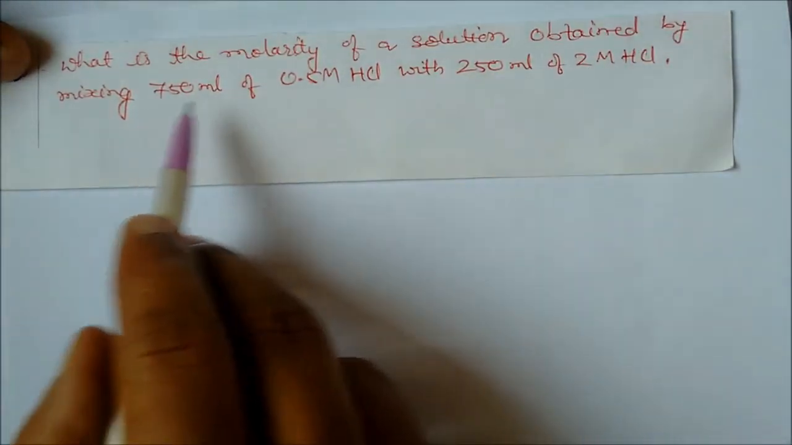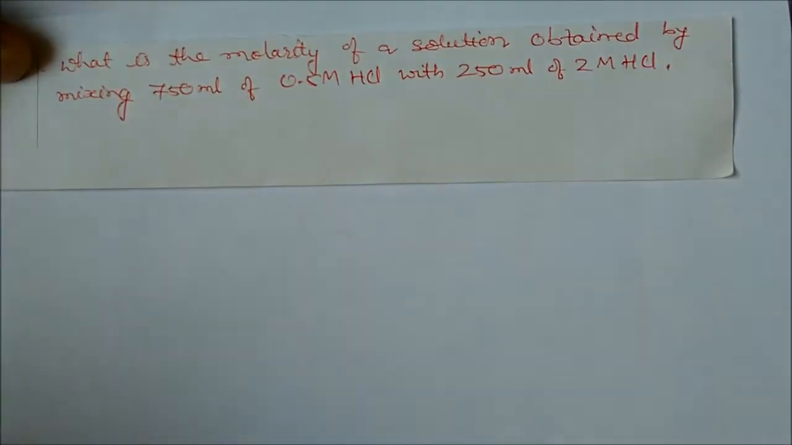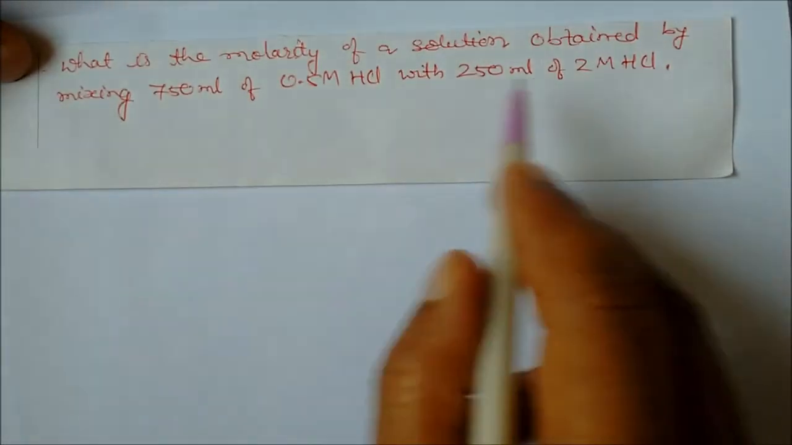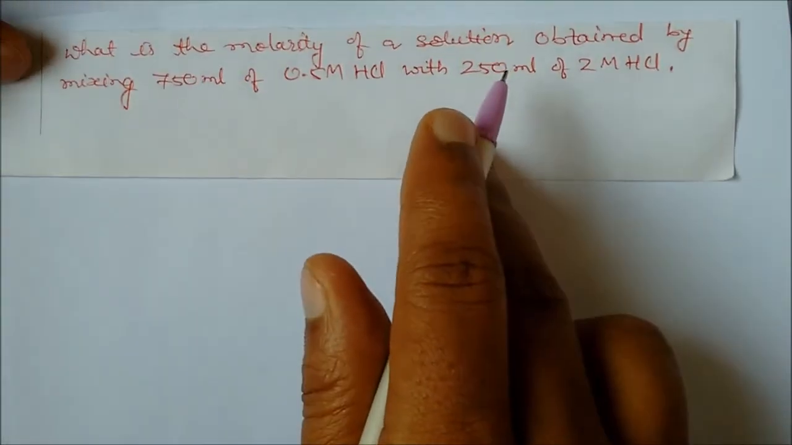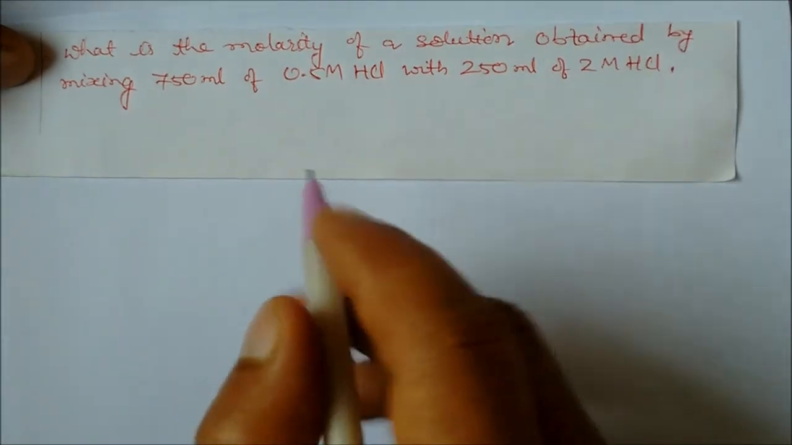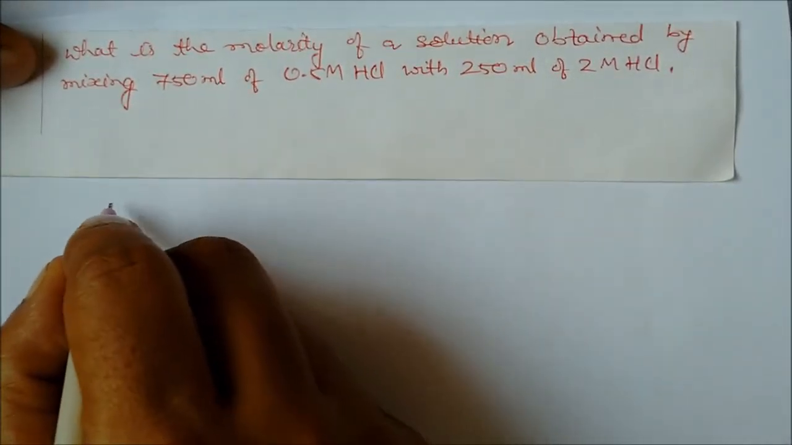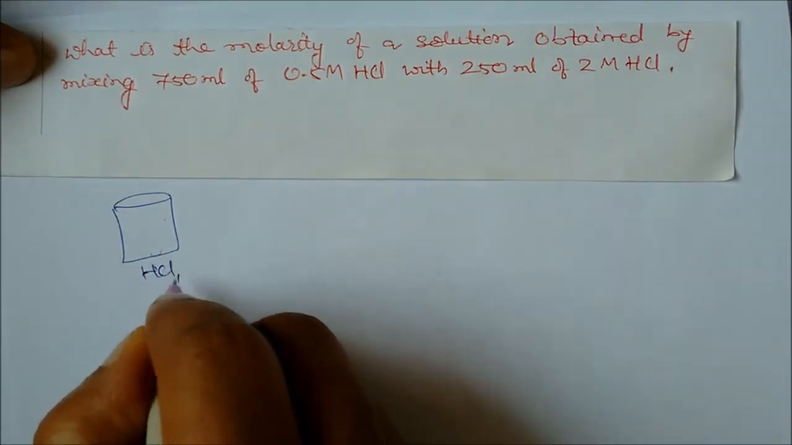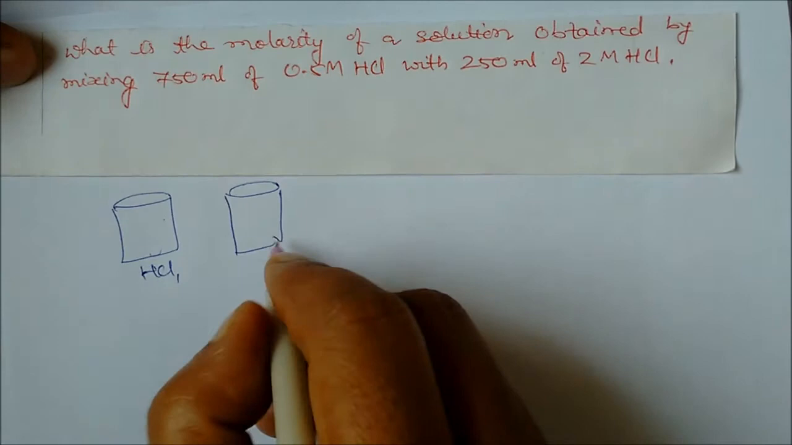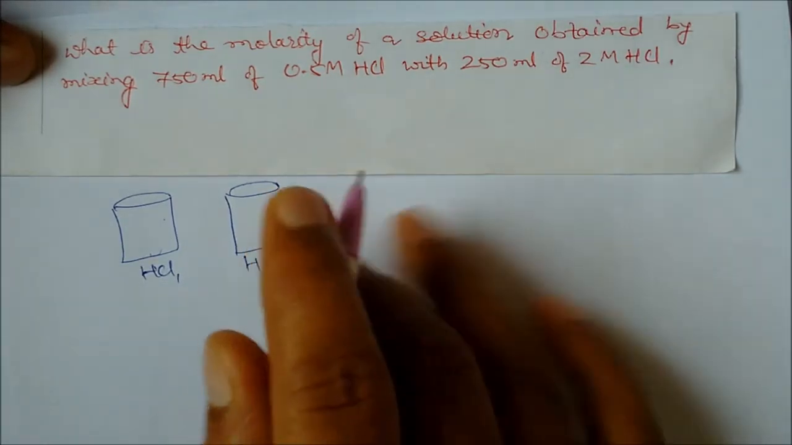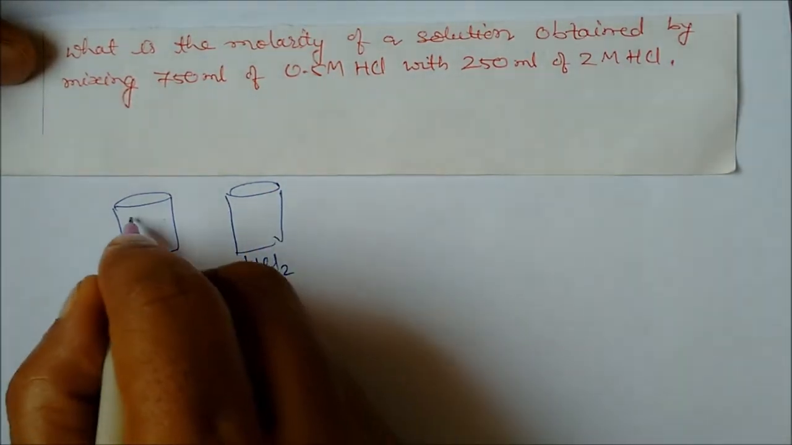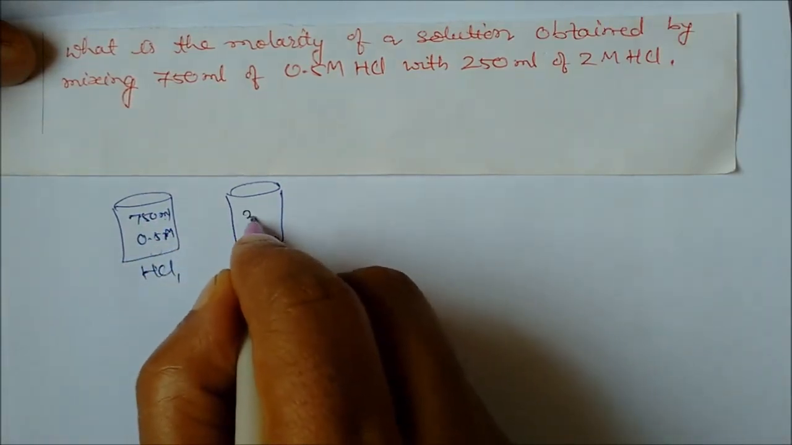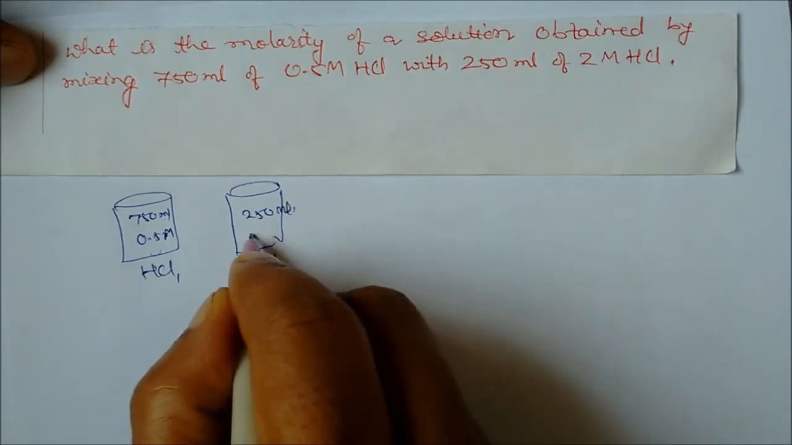So here we have two solutions, one is 750 ml of HCl, the other is 250 ml of HCl. The two concentrations are mixed, so we get the final mixture. Again the formula is the same: we have the first HCl here and the second HCl on this side. So here 750 ml at 0.5 molarity, and here we have 250 ml at 2 molarity.